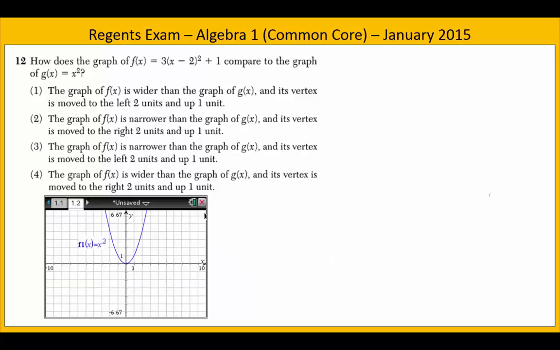If we weren't sure about the shifting, we could always look at the graphs. Graph the original, g of x equals x squared, and graph the new function, f of x equals 3 times (x minus 2) squared plus 1. Make observations about the graph. Notice the new red graph is narrower or steeper than the original blue graph, and we can trace the coordinates of the vertex as moving to the right 2 and up 1. Again, we find that choice 2 is our answer.